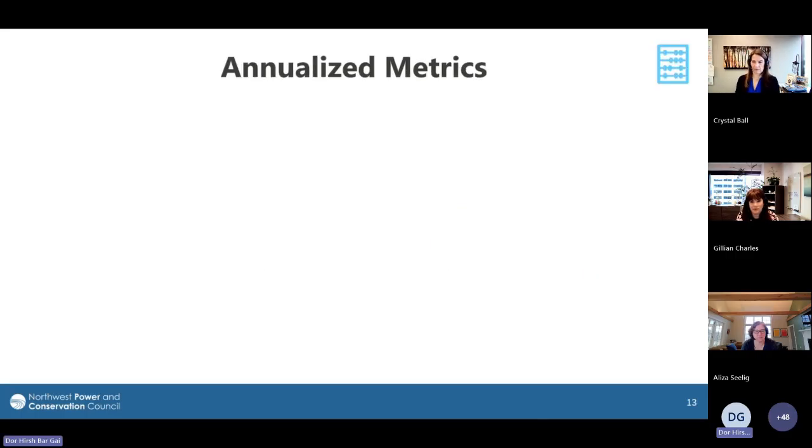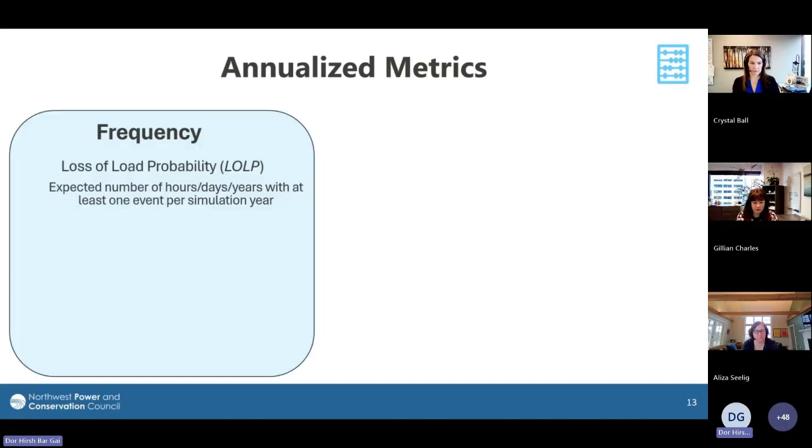Each one of these slides is going to have a little icon just to help you follow along with what family of metrics it falls under. Most of the metrics that are common today in the industry are annualized metrics, and they fall under three aspects of curtailment statistics. Curtailment observations. Frequency is the most common one.